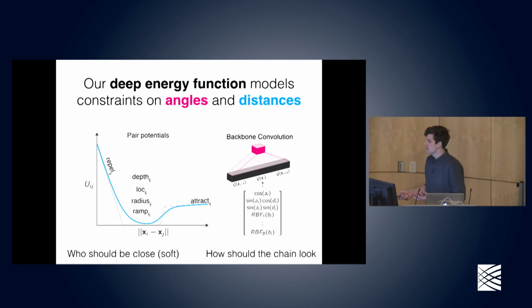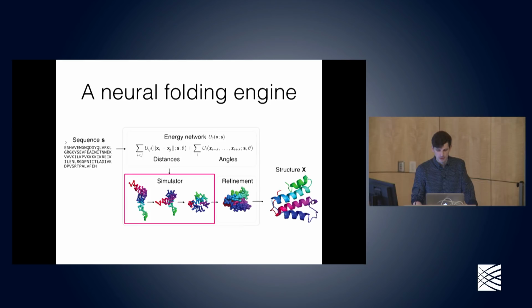On the one hand, this tells us about how things pack and go together, but it turns out that encoding precise angle information in distances is very hard and imprecise. And you can't even encode chirality at all. On the other hand, angles are much better at encoding, let's say, the local structure of proteins, but they're not as good at saying which parts of the protein should be close. Okay, so that was the energy network.